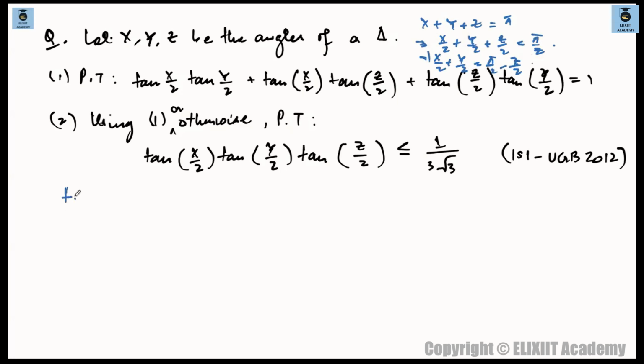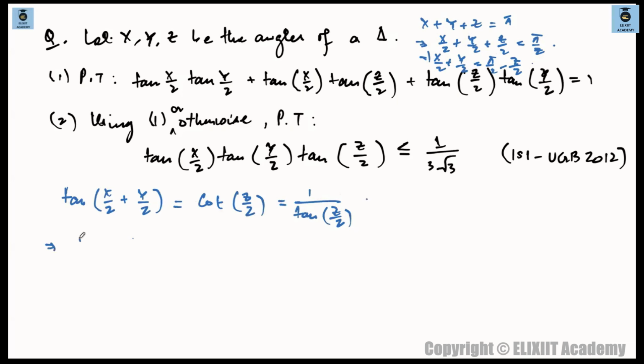Now take tan on both the sides. So we are having tan of x by 2 plus y by 2. So tan of pi by 2 minus theta is cot theta, that is, cot of z by 2, which is 1 by tan of z by 2. And then use the formula and simplify.